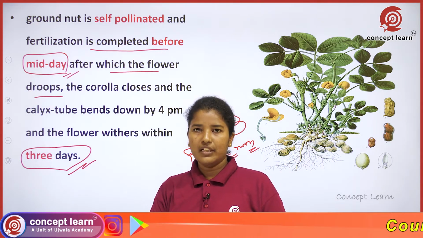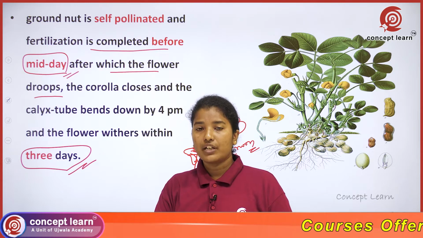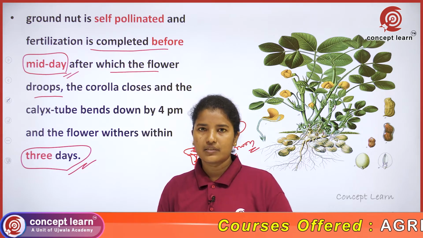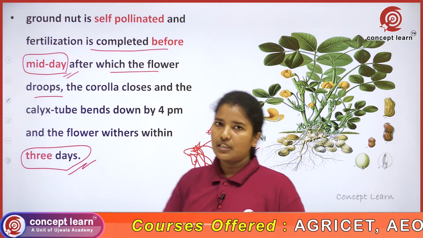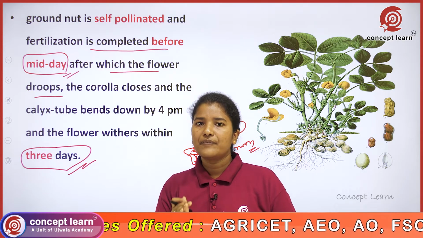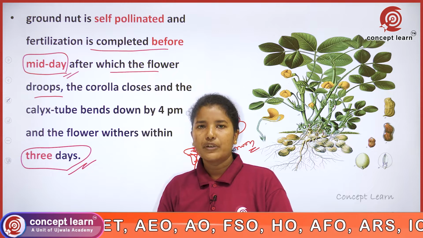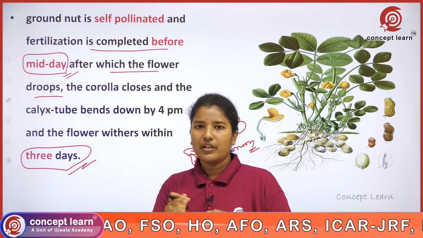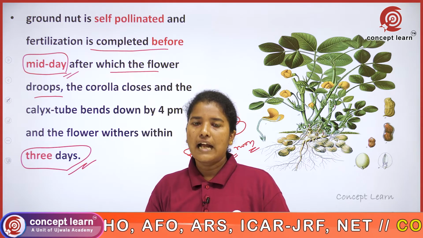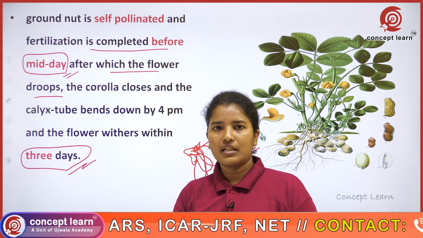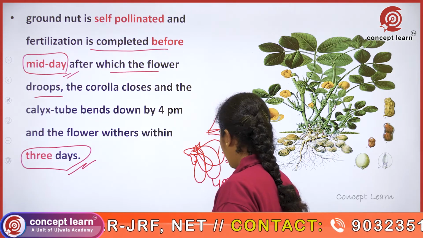The flower opens between 6 to 8 am only, and flowering starts 24 to 30 days after sowing. The fertilization process usually completes by midday. After that, by 4 pm, the corolla tube and the calyx tube droop and completely close, and 3 days after fertilization the flower completely withers.